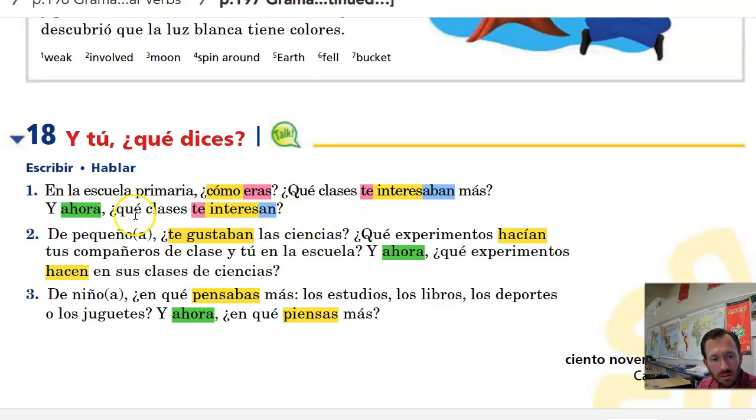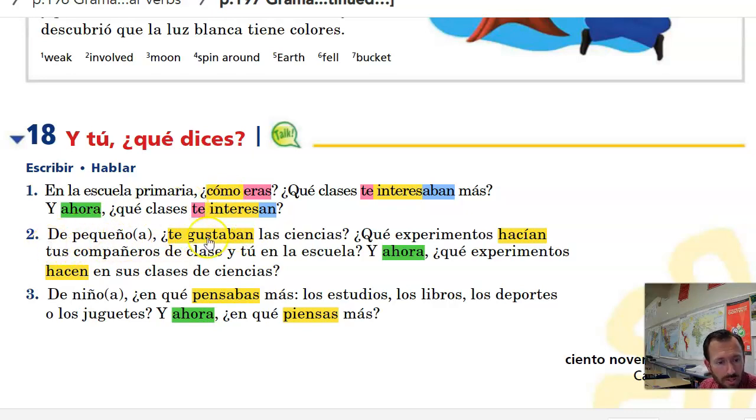Y ahora, ¿qué clases te interesan? So some of these questions are going to be in the present tense, using a little bit of both. Imperfect, you can see the imperfect ending there. Present, talking about right now. Ahora means now. Ahora, ¿qué clases te interesan? Ahora me interesan. You're going to start just like the second part to number 1. Ahora me interesan español, inglés, y historia. All right, give me a couple classes that are of interest to you now.